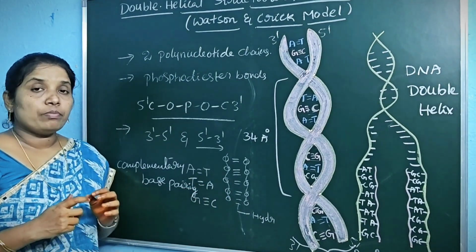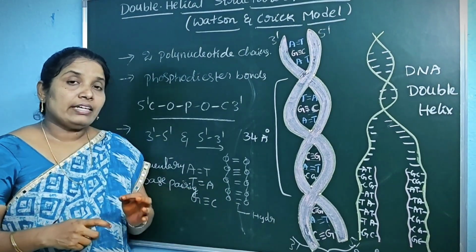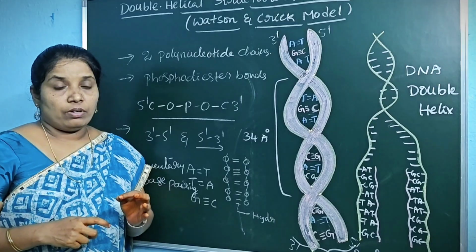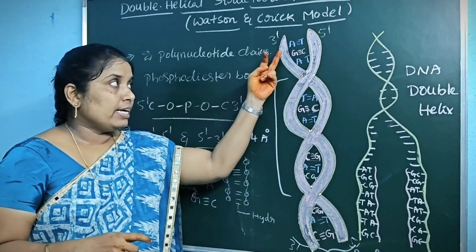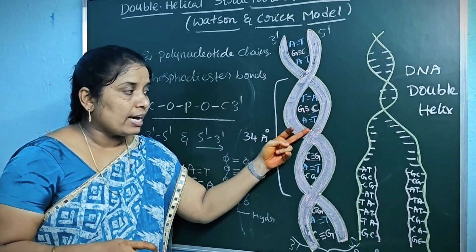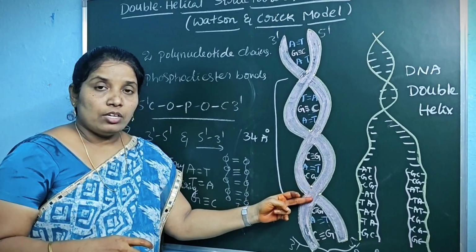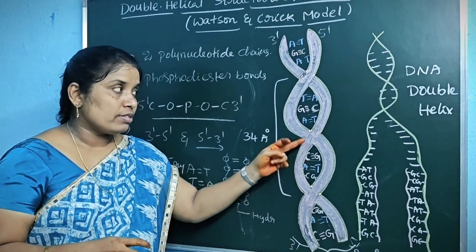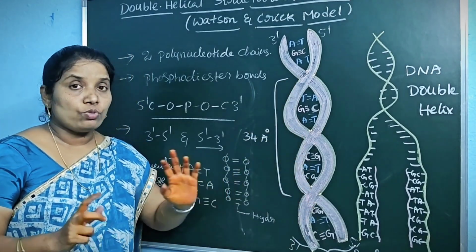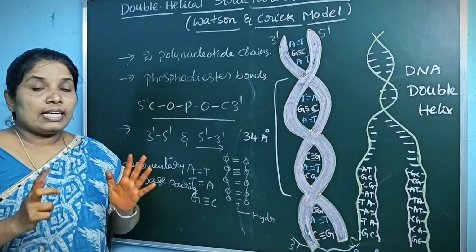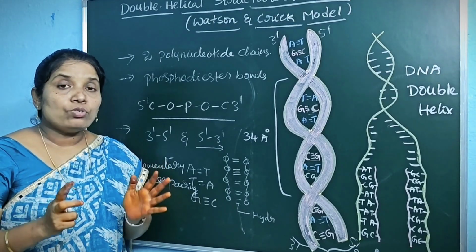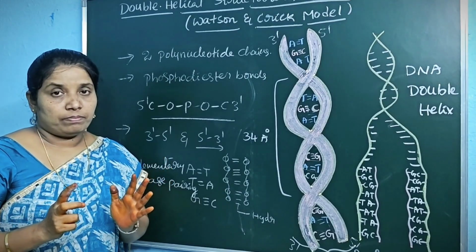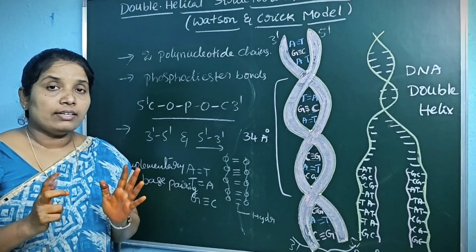Actually, hydrogen bonds are relatively weak bonds, even though the DNA helix consists of so many hydrogen bonds. Okay. So many hydrogen bonds are established between the two strands. So that holds the two strands together. That gives strength to the DNA.